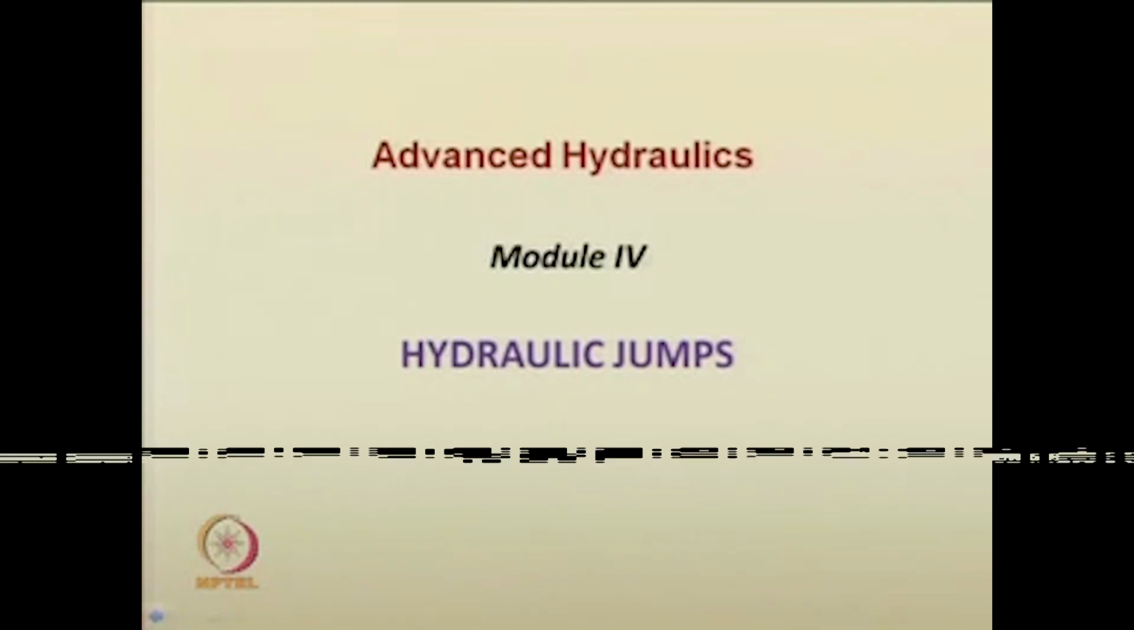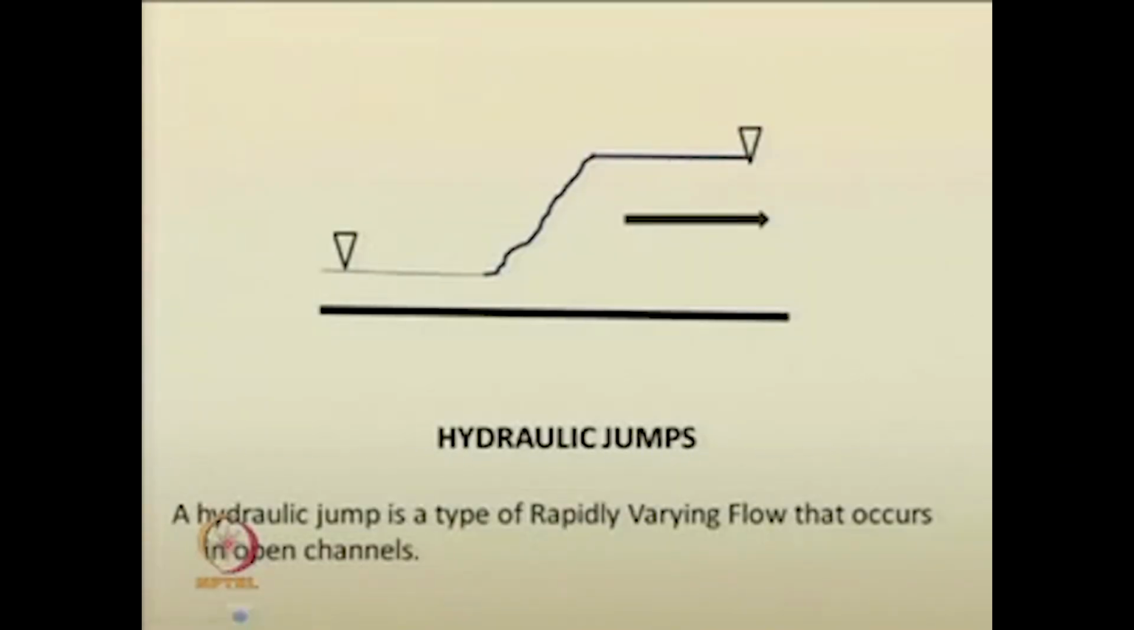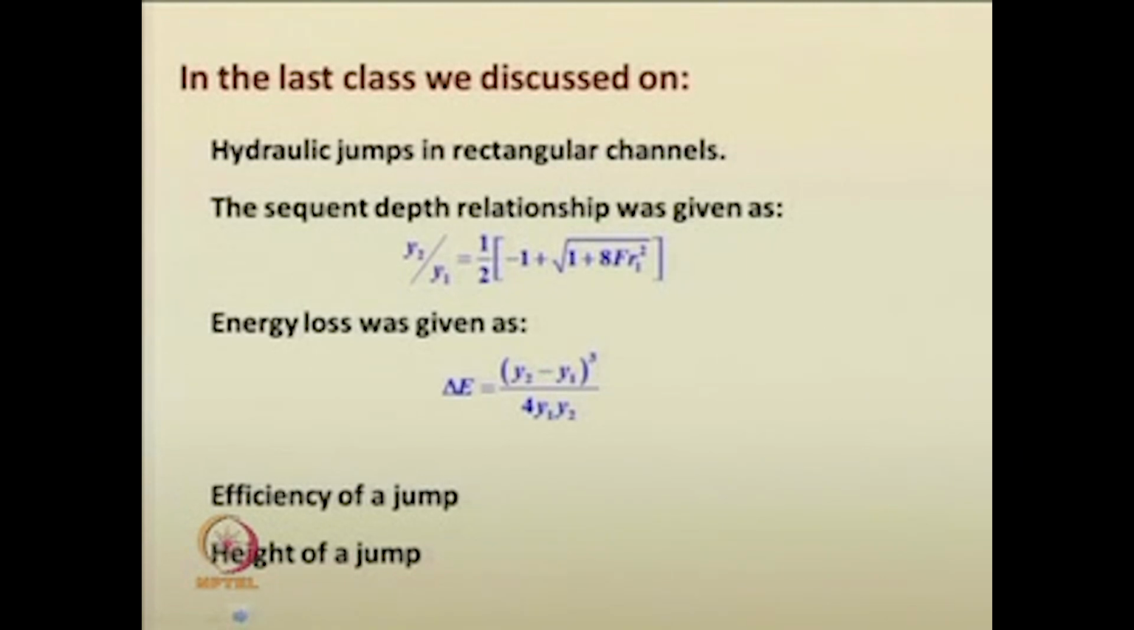Welcome back to our lecture series on advanced hydraulics. So, we are in the fourth module on hydraulic jumps. If you recall, a hydraulic jump is a type of rapidly varying flow that occurs in open channels. In the last class, we had discussed hydraulic jumps in rectangular channels. We had discussed the sequent depth relationship as given by this equation: Y2 by Y1 is equal to half of minus 1 plus root of 1 plus 8 Fr1 square.